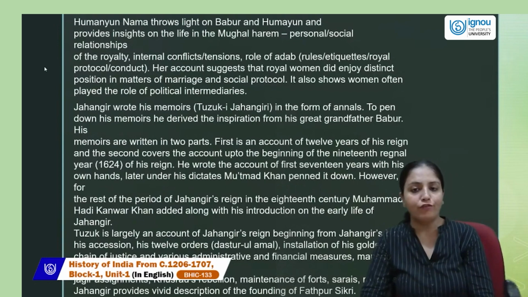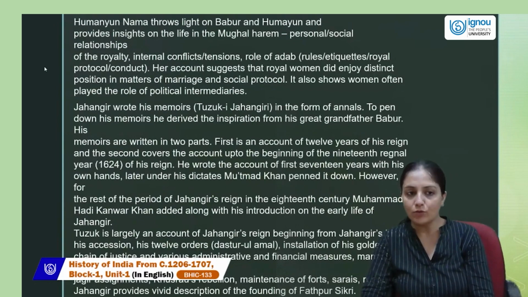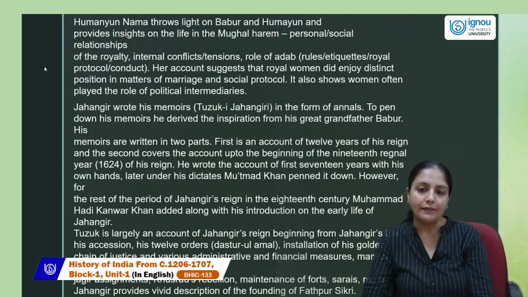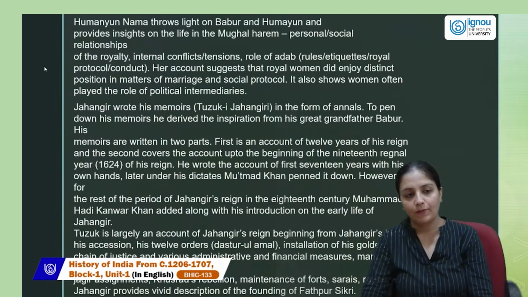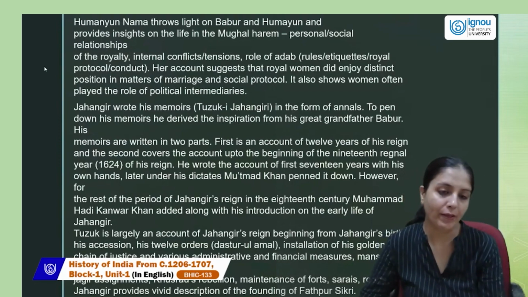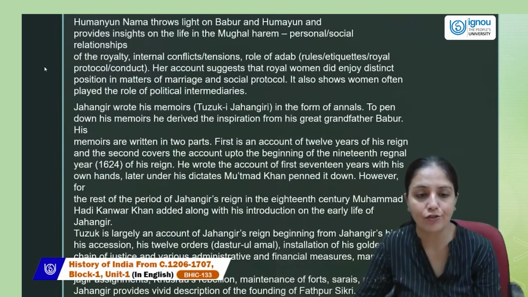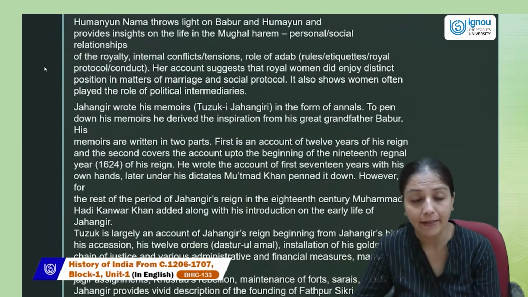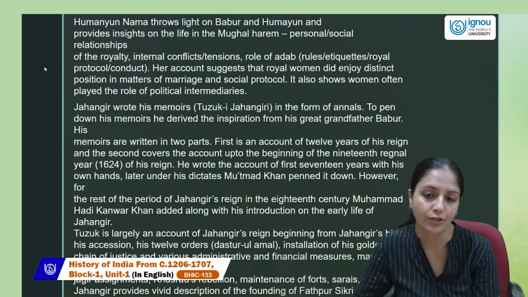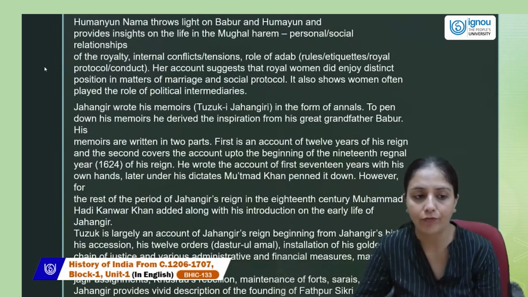He wrote the account of the first 17 years in his own hands. Later, under his dictation, Mutamad Khan penned it down. However, for the rest of the period of Jahangir's reign, in the 18th century, Muhammad Hadi Kamwar Khan added it along with his introduction on the early life of Jahangir.